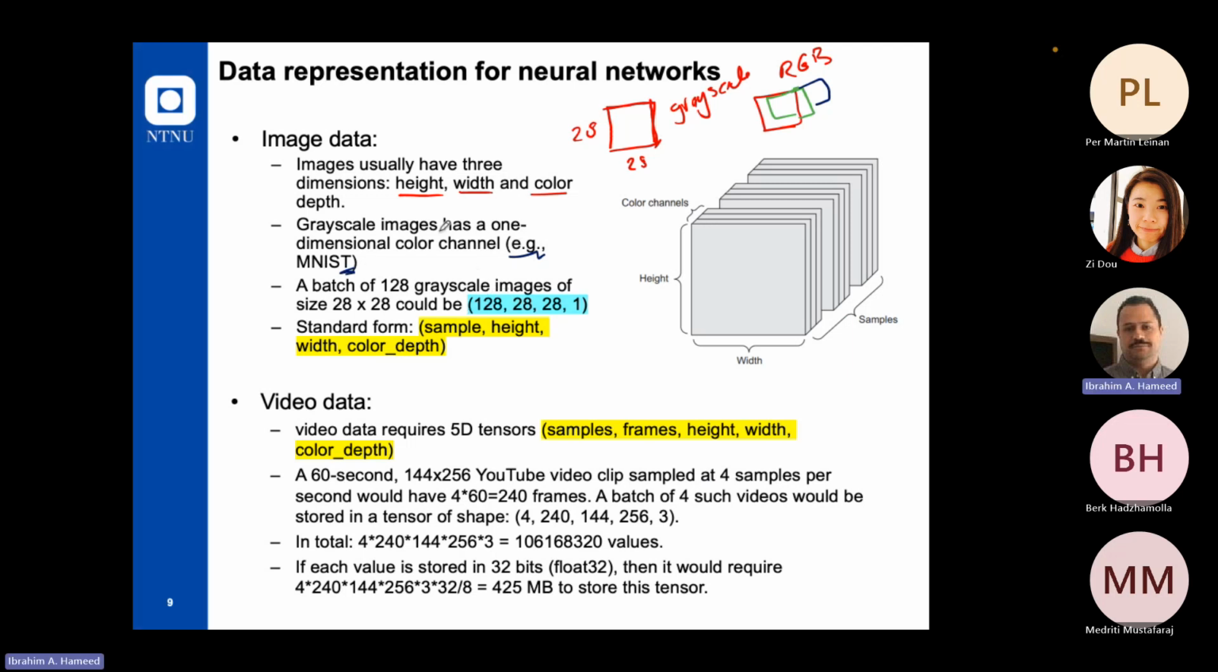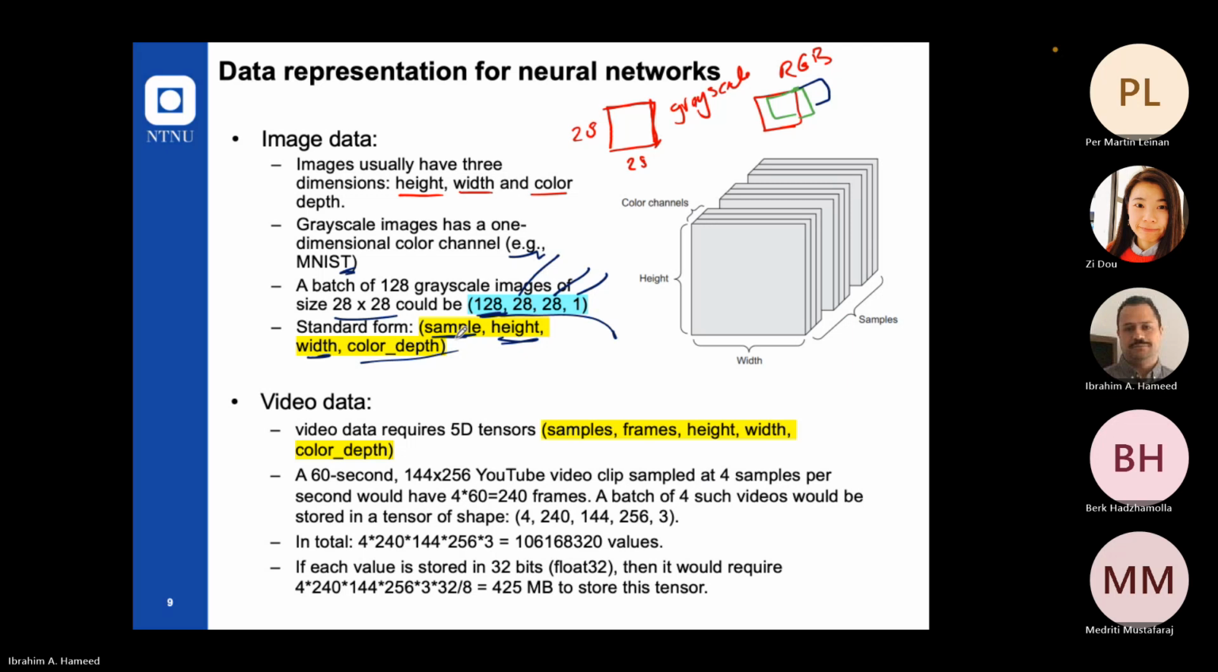A batch of 128 grayscale images of size 28 times 28 will be encoded as a 4D tensor. The first dimension will be 128, which is the height. No, sorry, this is the number of samples. And each sample will be encoded as a 3D tensor, consisting of height, width, and depth, which is the number of color channels. So the standard format is samples times height times width times color depth.